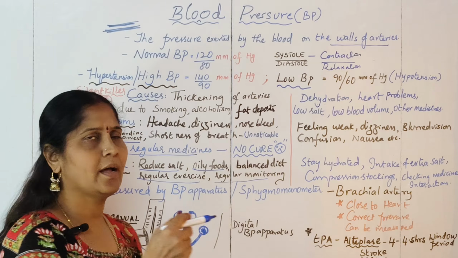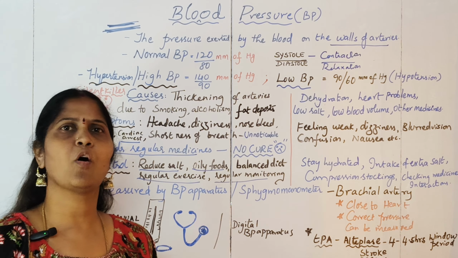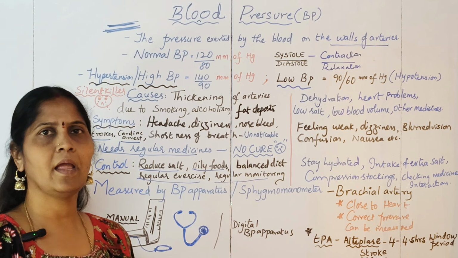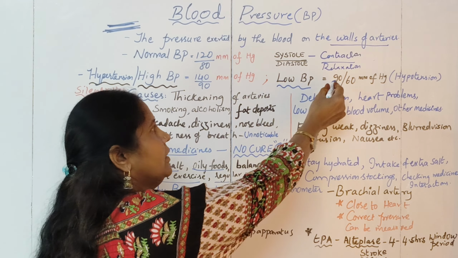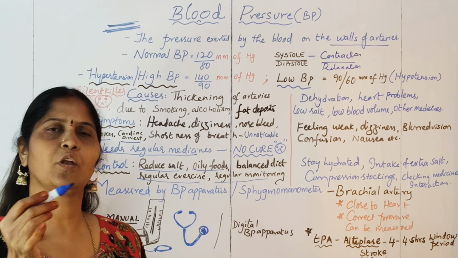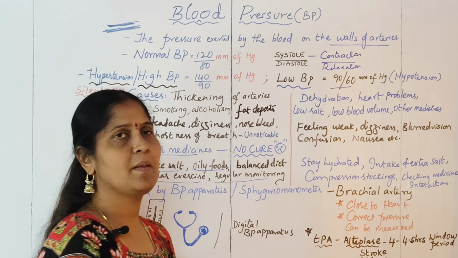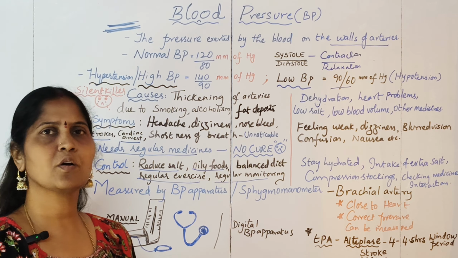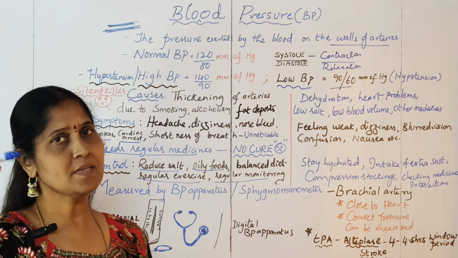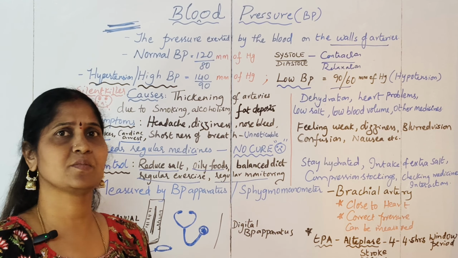Then coming to the other case, the case of low BP. Our BP can also fall below the normal level. The normal level was 120/80. When the levels decrease in both the numerator and denominator, when the number is low compared to the normal level, it is called low BP. As you can see, it is 90/60 millimeters of mercury. It is also called hypotension. High BP is hypertension, low BP is hypotension. So in the case of hypotension, what are the causes?